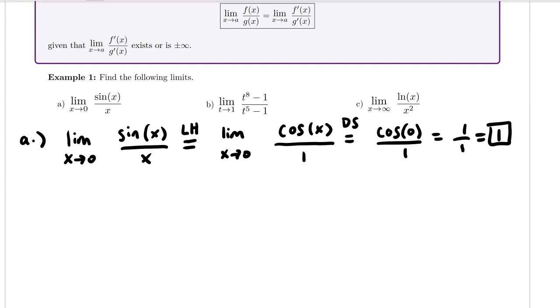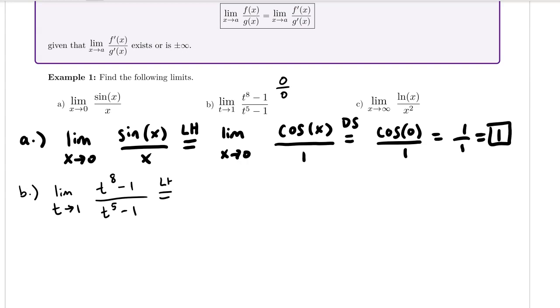All right, let's look at part B now. Part B says we are taking the limit as t approaches 1 of t to the 8th power minus 1 over t to the 5th power minus 1. Notice that if we used direct substitution, we would get 0 over 0. So at this stage, we want to identify which indeterminate form we have, just so that we can make sure we can use L'Hopital's rule. So I'm going to identify that this one has the indeterminate form 0 over 0.